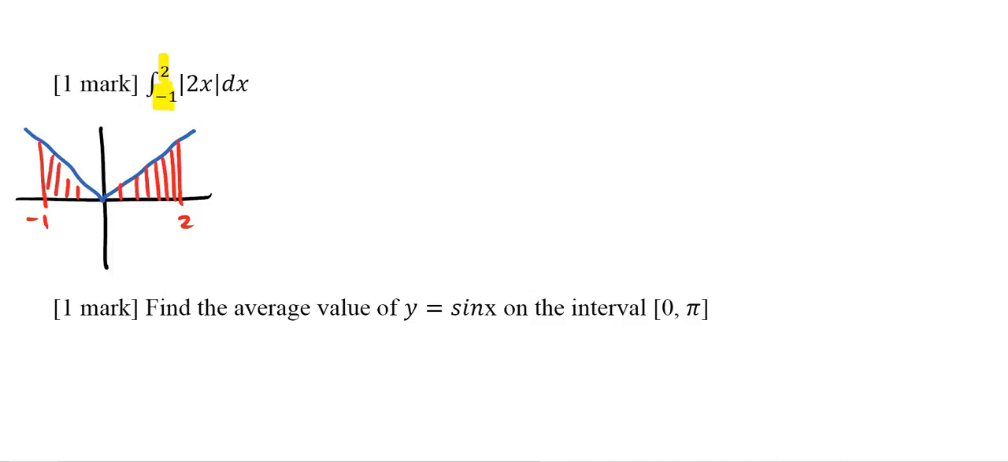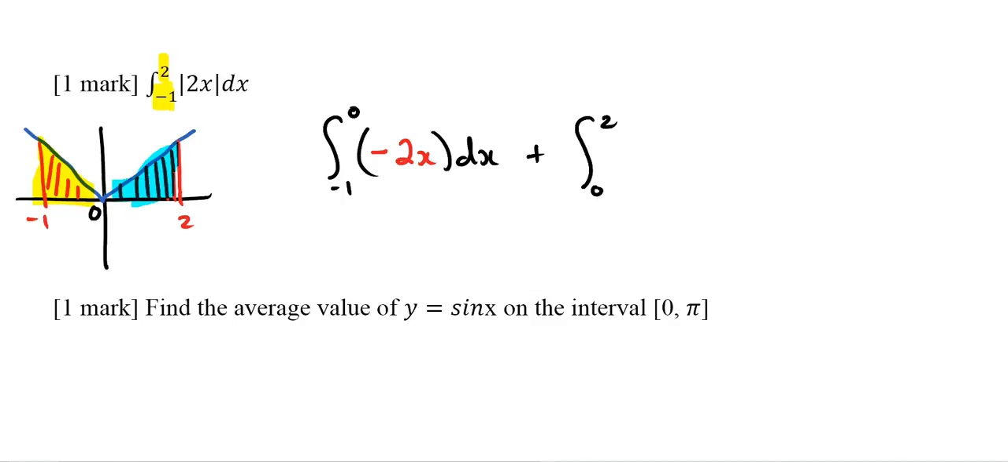Okay, so in order to do this, let's set up an integral for this yellow area right there. That's going from -1 to 0, and this is actually going to be -2x dx plus the integral from 0 to 2 now, because I'm looking for the area of this blue triangle now, and that's going to be just 2x times dx.